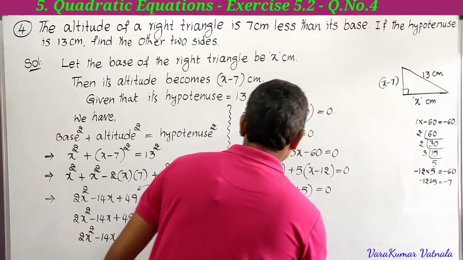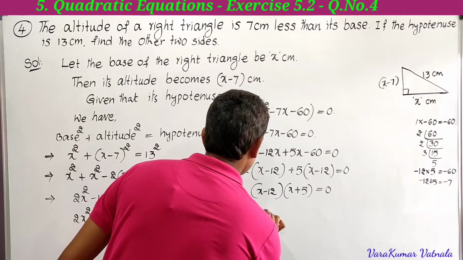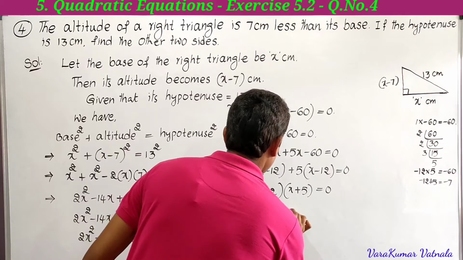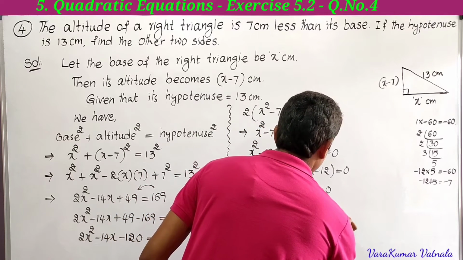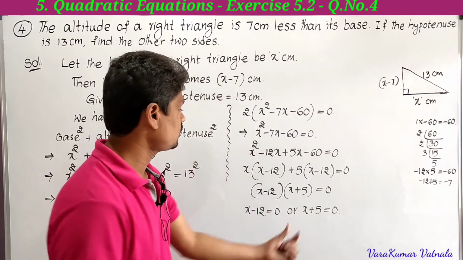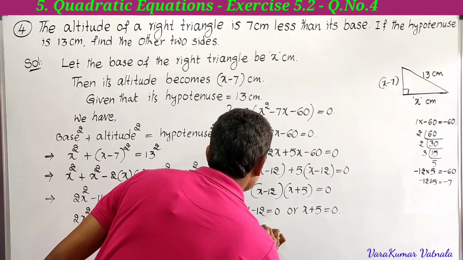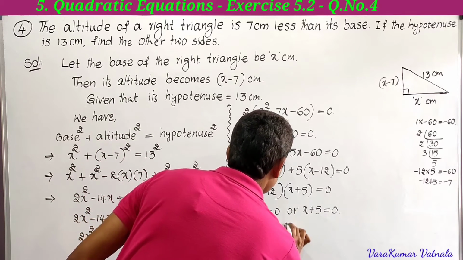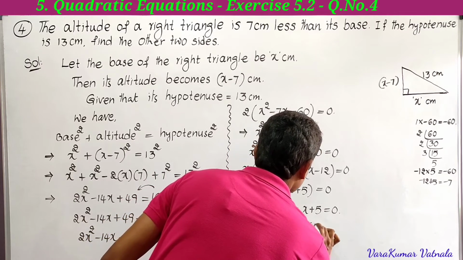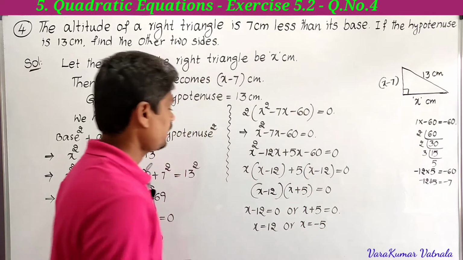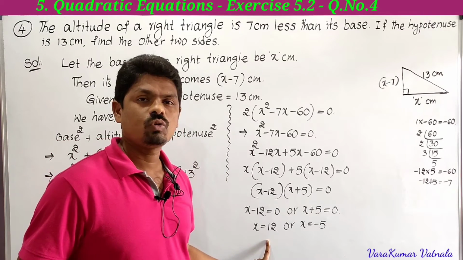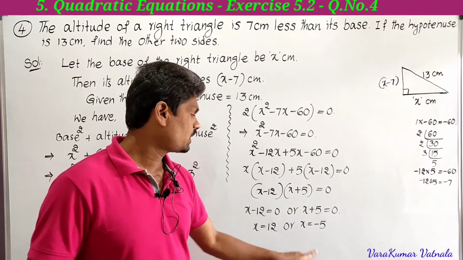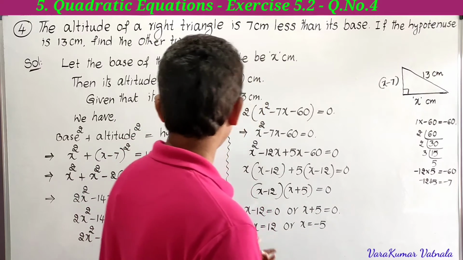So here x minus 12 is equal to 0 or x plus 5 is equal to 0. So take minus 12 to the right side, we get x is equal to 12 or x is equal to minus 5. Since x is the base, we have to take only positive. X is equal to 12 only.